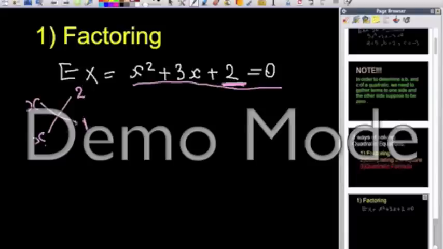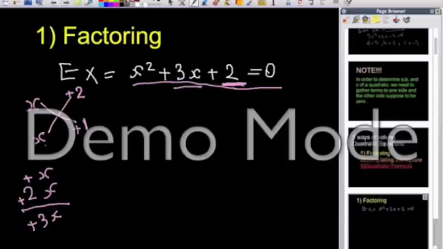So now we need to see if we add 2 and 1, do we get 3x? Okay, let's try it out. x times 1 is x, and x times 2 is 2x. So we know that by adding or subtracting these two, we need to get plus 3x. Let's see what signs we need to put here in order to get 3x. If there's a plus here and a plus here, we know that by adding them we would get 3x. Okay, that makes sense. So let's put a plus here and a plus here.